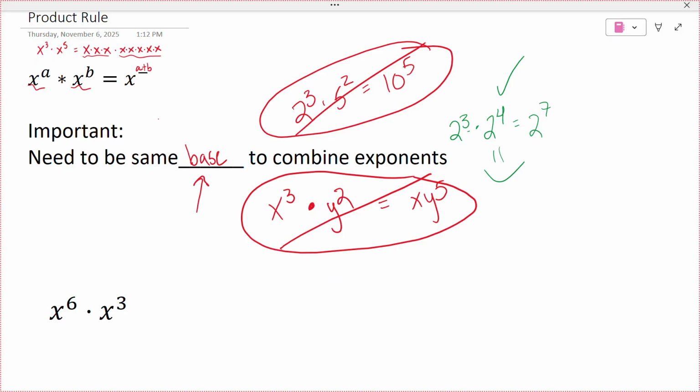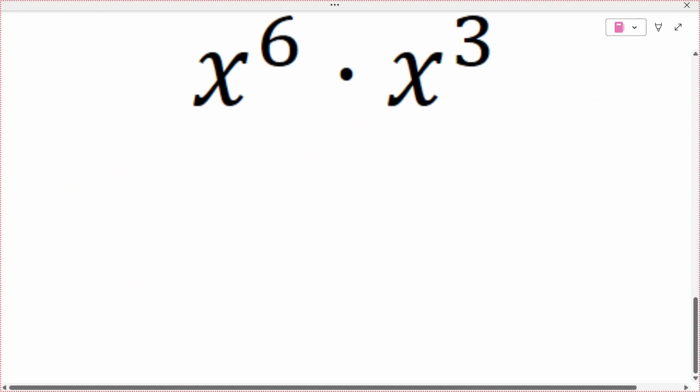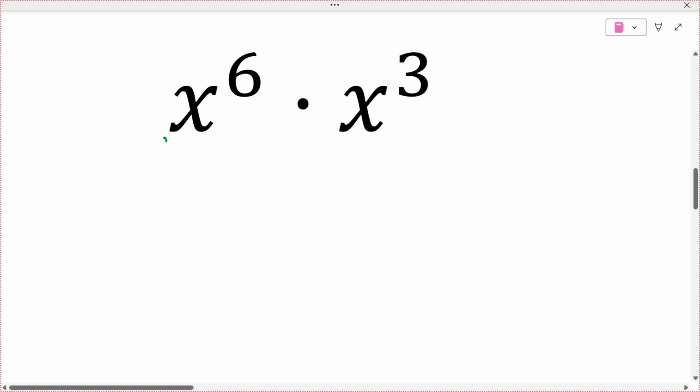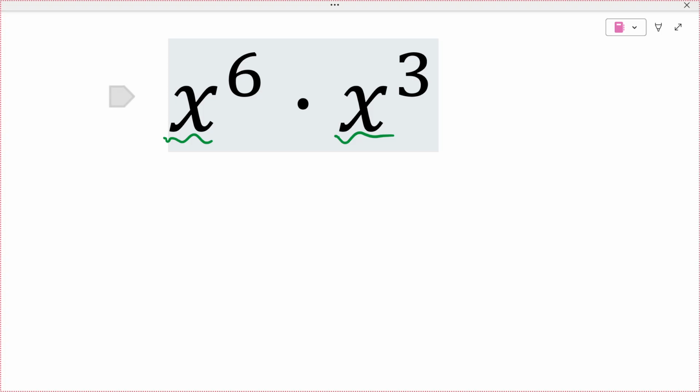Okay, let's do this. So again, x^6 times x^3. These are the same bases, so I can combine the exponents, and we have multiplication. That's very important. We have to have multiplication. It does not work if it's addition or subtraction or something like that, okay? But we have multiplication, so I can put these together. I can add the exponents, 6 plus 3. This makes x^9. Okay, good.